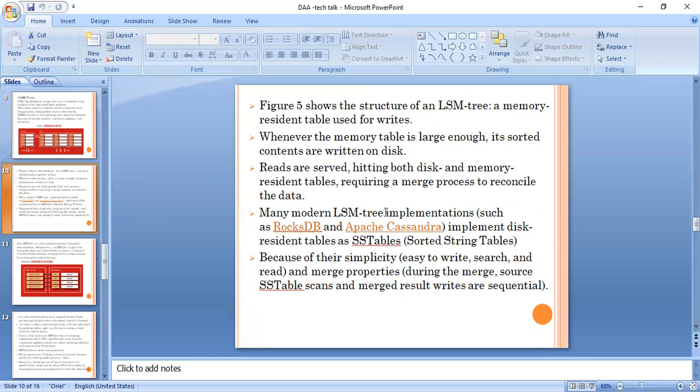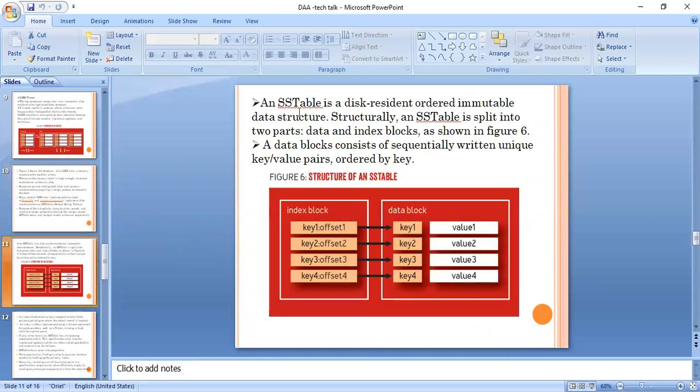Many modern LSM-tree implementations, such as RocksDB and Apache Cassandra, implement disk-resident tables as SS tables, sorted string tables, because of their simplicity: easy to write, search, and read, and their merge properties during the merge. Source SS table scans and merge result writes are sequential, as an SS table is a disk-resident, ordered, immutable data structure.